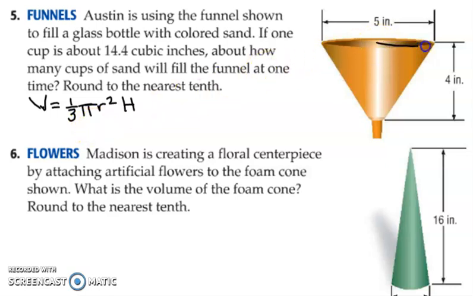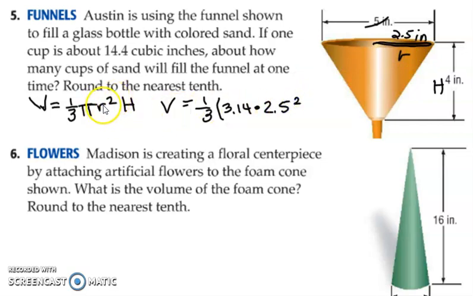Our radius is 2.5 inches. Okay, and then our height is this one. I'm going to cross that out so I don't make an error there. So we've got volume equaling 1/3, and then we've got 3.14 times 2.5 squared, because that's radius squared, I just substitute 2.5 for radius. And then times h, which is going to be 4.